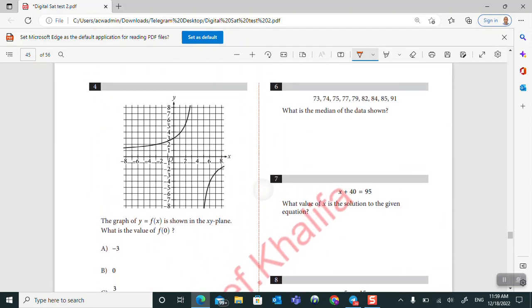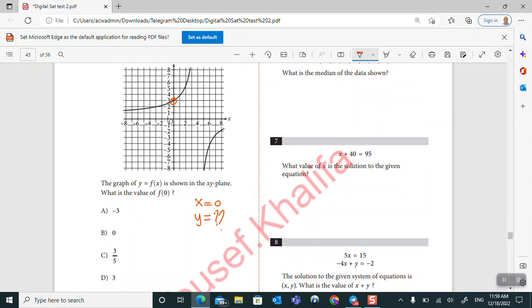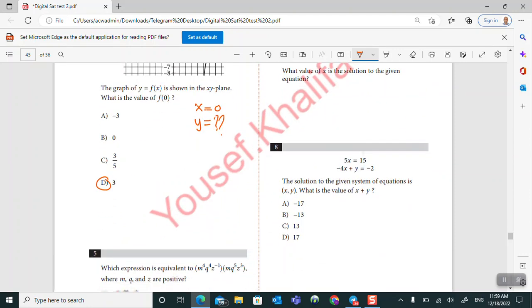Question 4 says, the graph of y equal f of x is shown in the xy plane. What is the value of f of 0? So here he needs the y value when x is equal to 0. So he needs the y-intercept. Here we have the y-intercept at 3. So the correct choice is D. Let's move on.